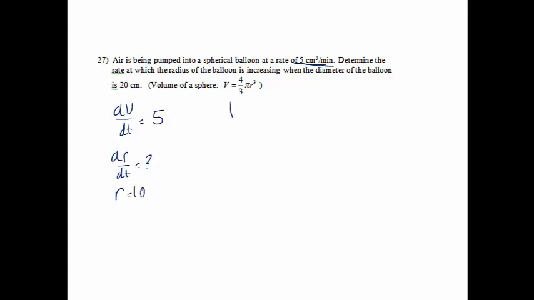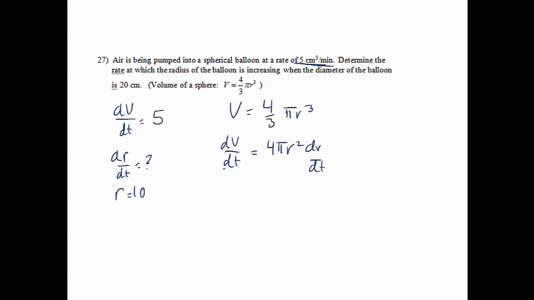Okay, so now from here, we got our information down. The next thing is we want a formula, which they very nicely gave us. And then the next step is actually to take the derivative. So the derivative of v would be dv dt. And then on the right side, bump the 3 out front. I'll get 4 pi r squared. And then don't forget, we also have to include the dr dt.